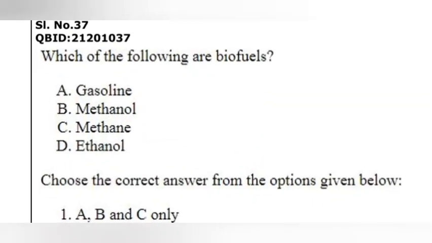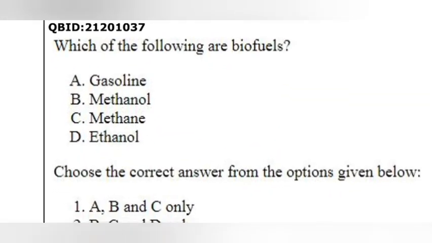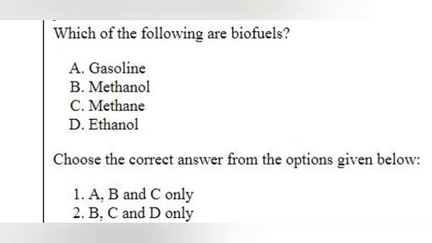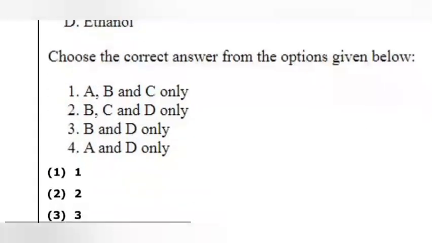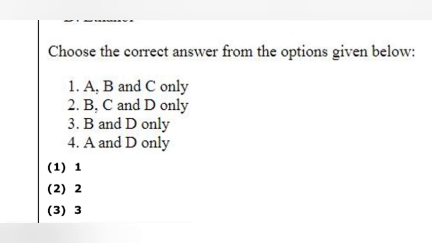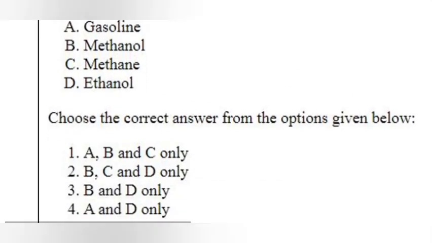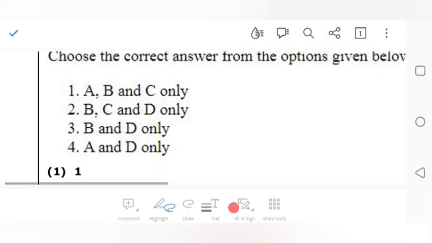37 says, which of the following are biofuels? Gasoline, methanol, methane, ethanol. ABC, BCD, BD, AD. It will be B and D.